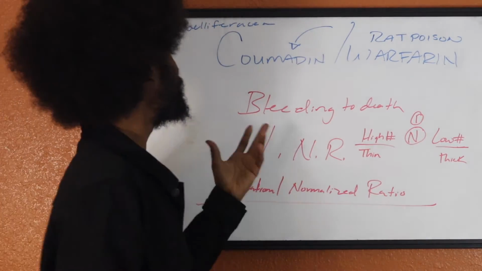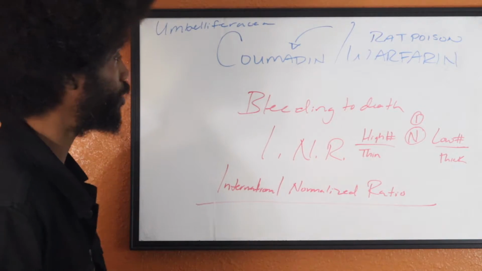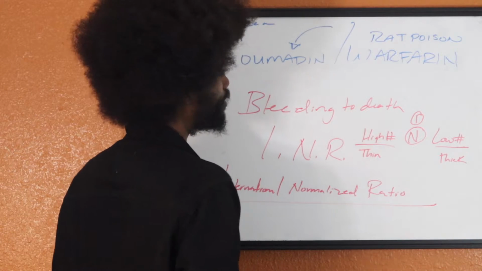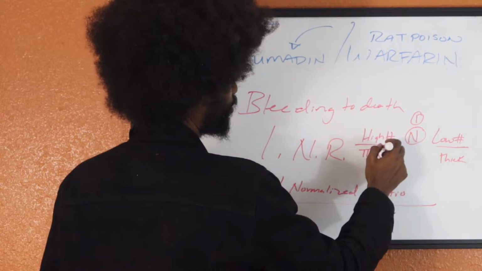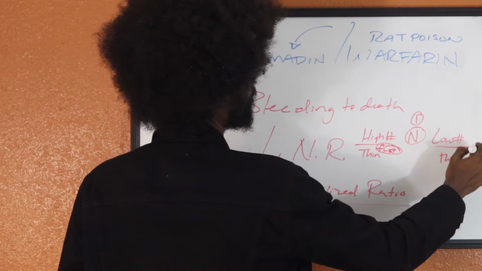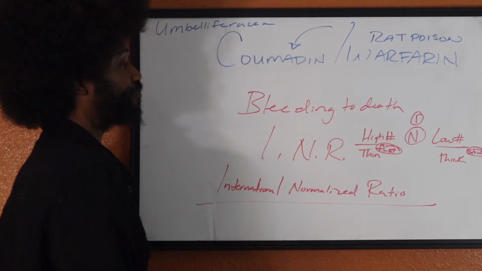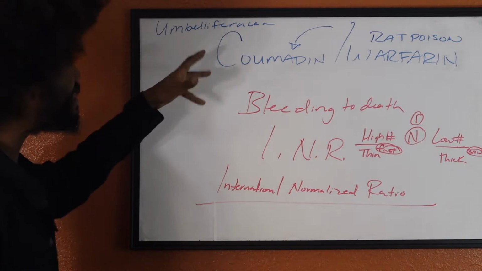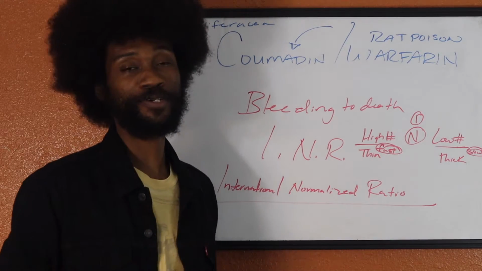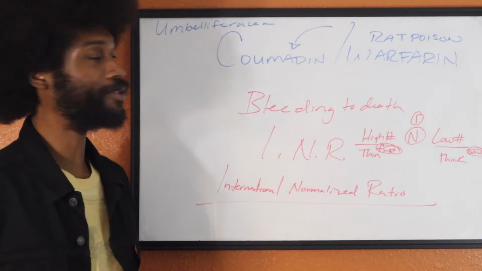All right, so international normalized ratio, you got a number, normal value is 1. Anything higher than 1 is thin. So this is Coumadin and warfarin. Warfarin is rat poison. Coumadin is rat poison, just in small dosages, and it's used to thin blood out, okay?